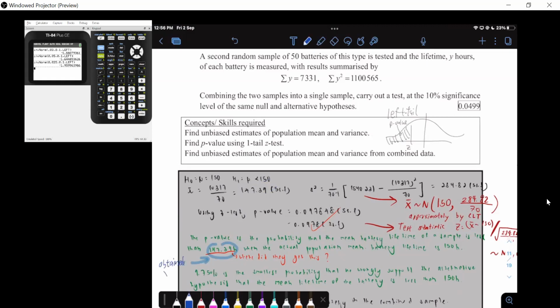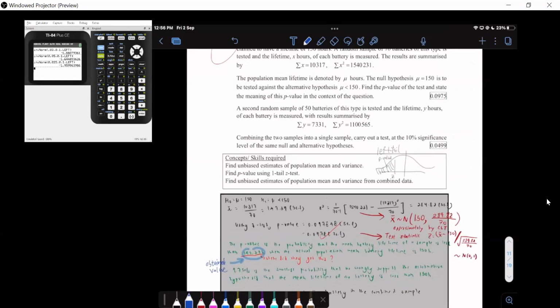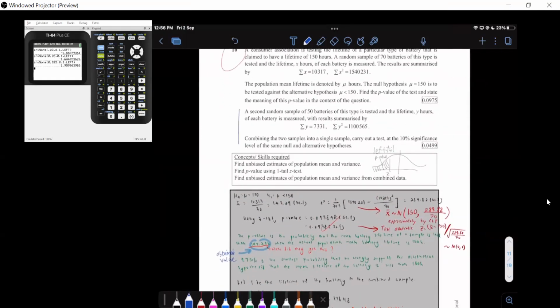Okay, Ken. Next, what is it? Say the meaning done. Then you have a second random sample. 50 batteries of this type tested, and the lifetime Y hours of each battery is measured. Results are summarized as below. Combining the two samples into a single sample, carry out the test at 10% significance level. Same null hypothesis, same alternative hypothesis. So 150 and 150 equals and less than.